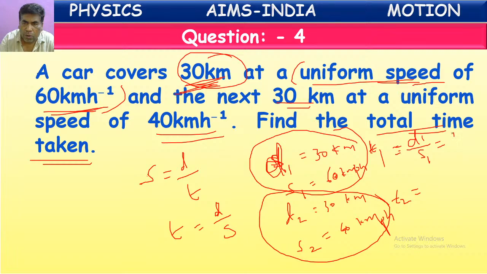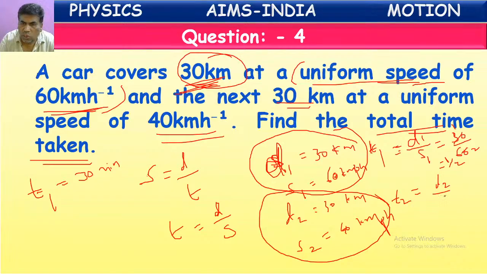What is distance 1? 30 kilometer. What is speed? 60 kilometer per hour. After cancellation, what we will get? 1 by 2 hours, because it is in hours. 3 ones are 3, 3 twos are 6. 1 by 2 hours means half an hour. Half an hour means how many minutes? 30 minutes.